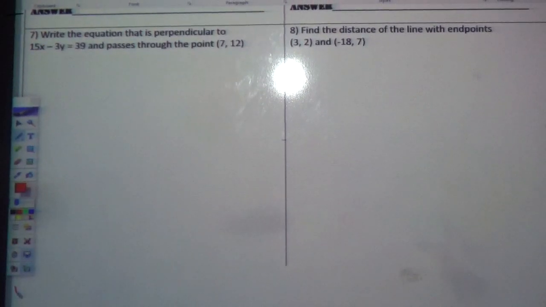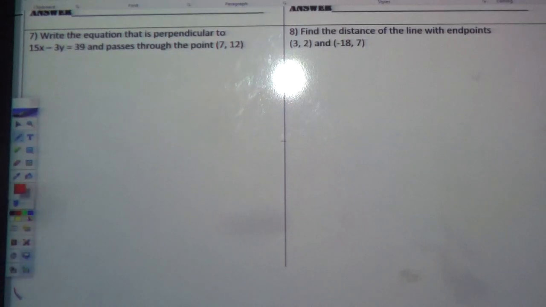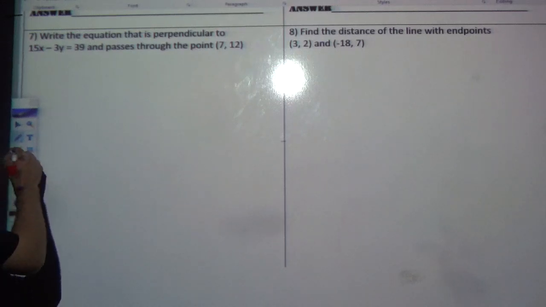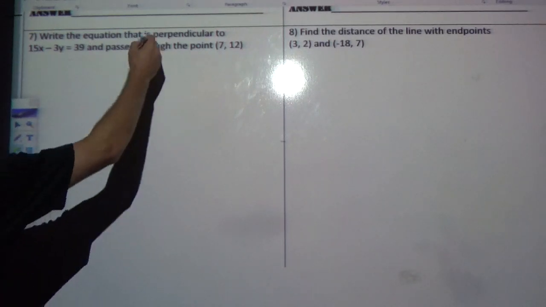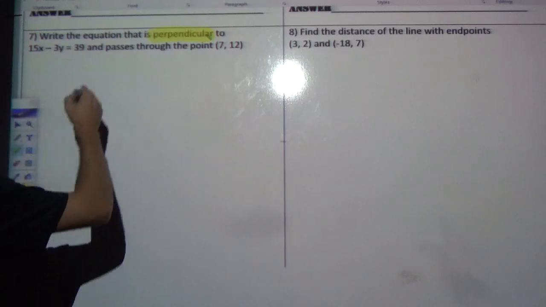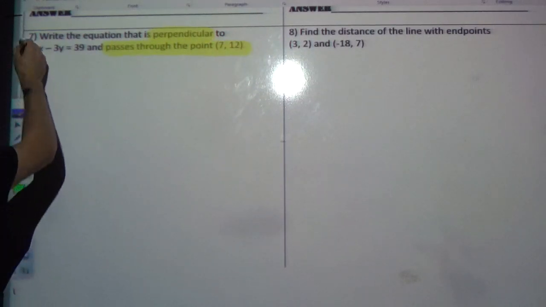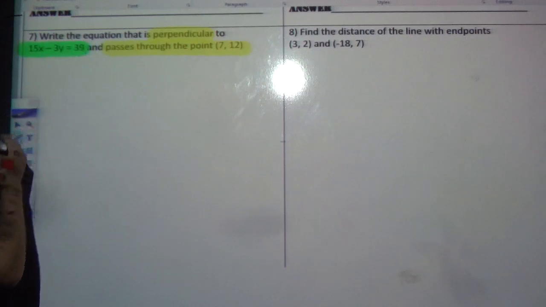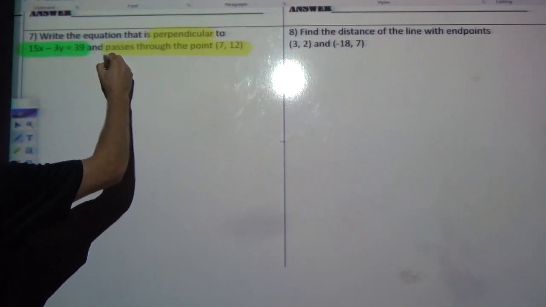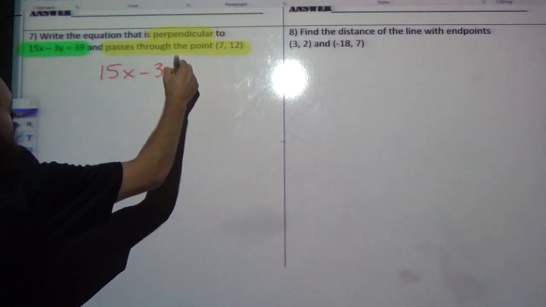Number 7 says write the equation that is perpendicular to 15x minus 3y equals 39 and passes through the point (7, 12). Okay? Key thing, we're looking for perpendicular and passing through the point (7, 12). You're given the equation 15x minus 3y equals 39.